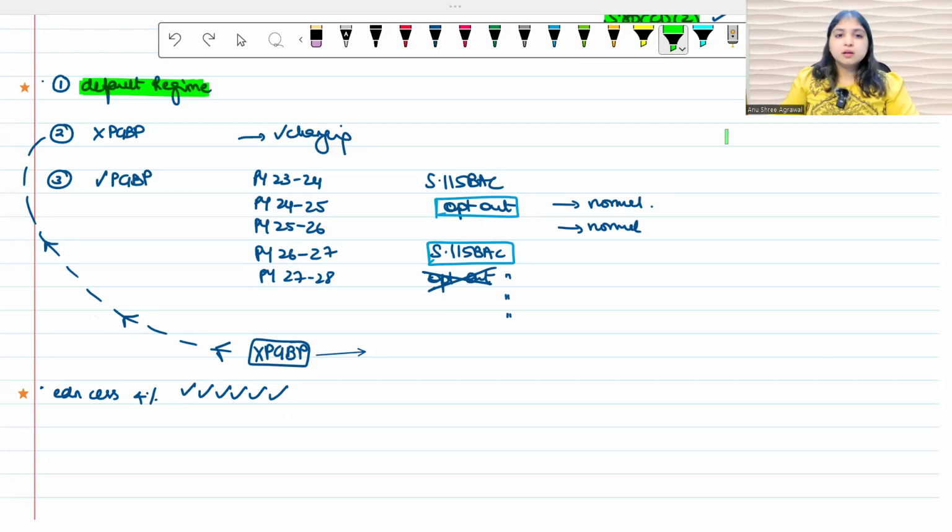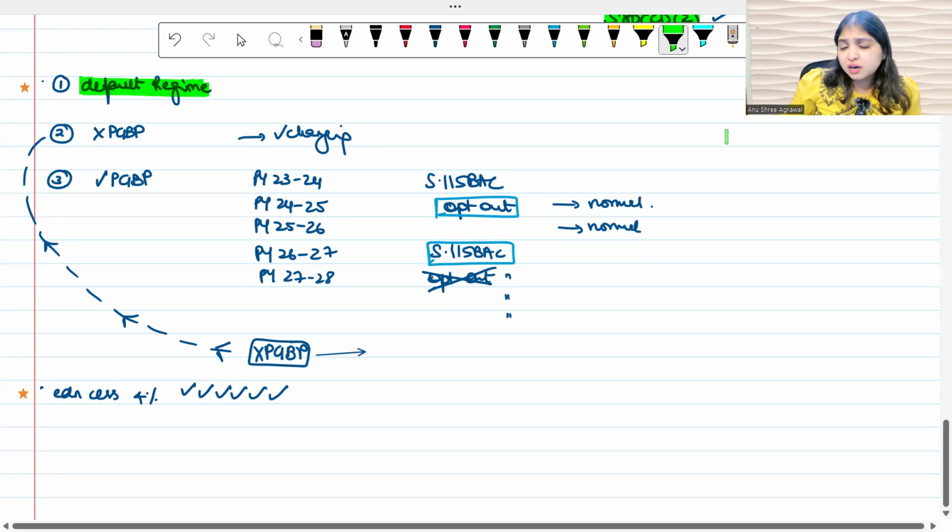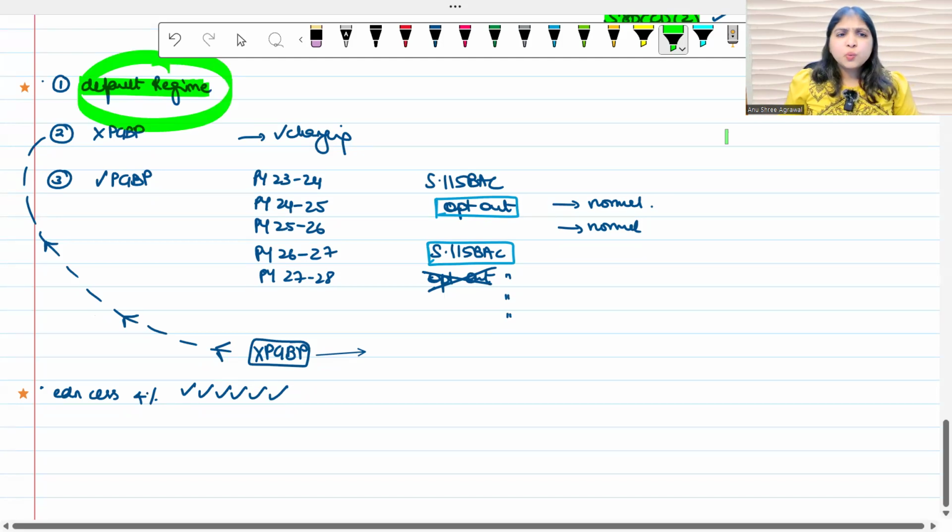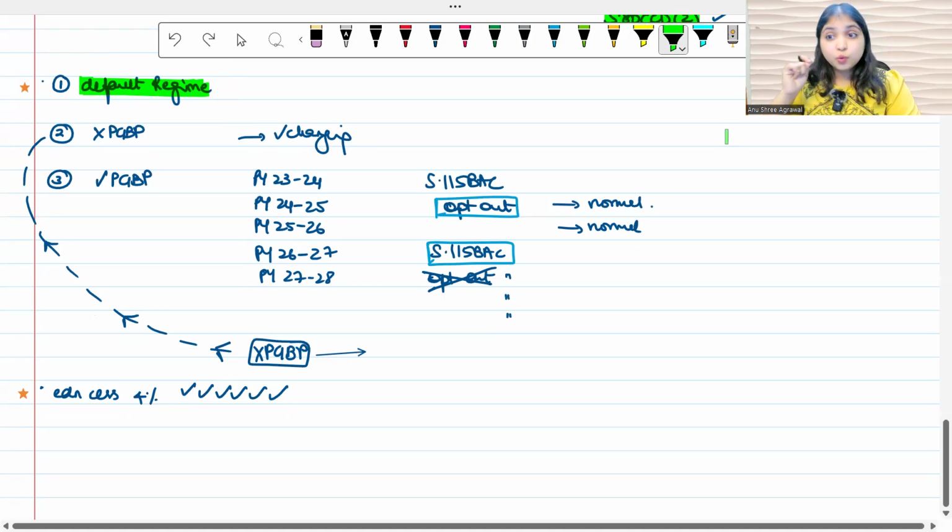Yes, guys. So if assessee is individual, HUF, AOP, BOI, AJP, 115 BSc is a default regime, which means by default we will assume assessee is following this. If assessee does not want to follow default regime, then on or before filing the income tax return, he has to exercise the option of opting out. He has to specifically opt out. Only then normal provisions. Otherwise, by default, 115 BSc.